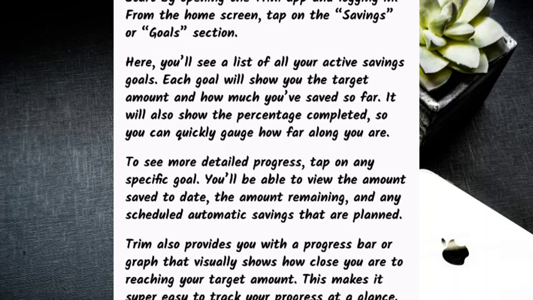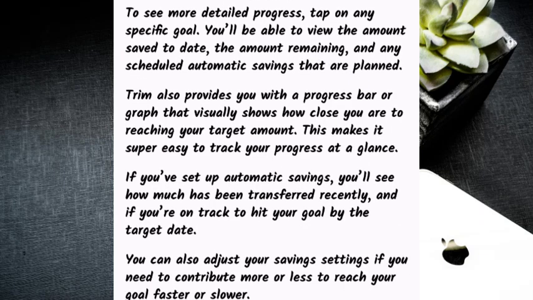You'll be able to view the amounts saved to date, as well as the amount remaining and any scheduled automatic savings that are planned. Trim also provides you with a progress bar or graph that visually shows how close you are to reaching your target amount. This makes it super easy to track your progress at a single glance.